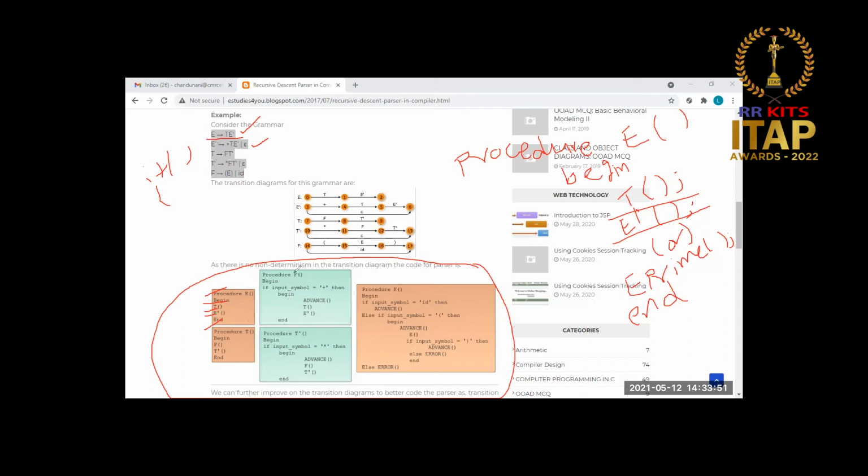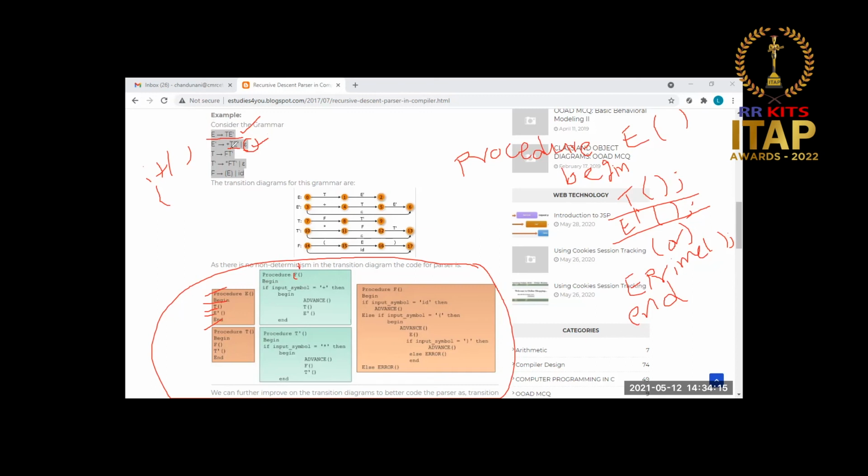So this is E dash. So this is the procedure E dash function. Begin. Here you can observe we have two production rules: one starting with plus T E dash and another starting with epsilon. There is no need to consider this epsilon value. So procedure E dash begin.